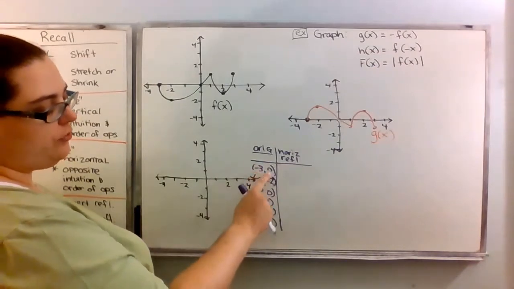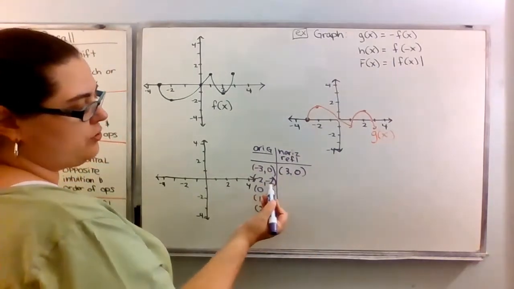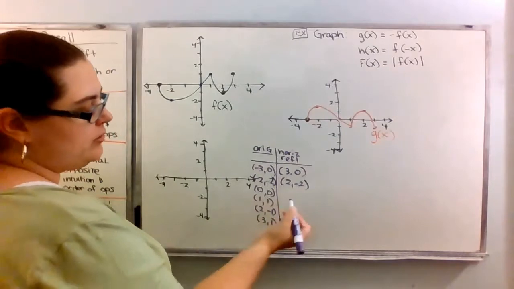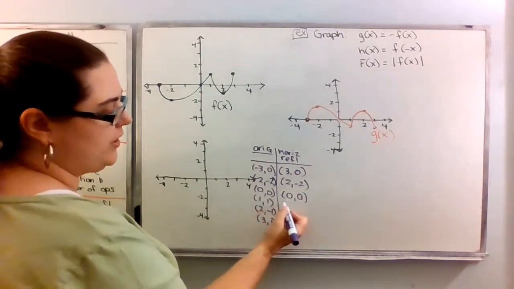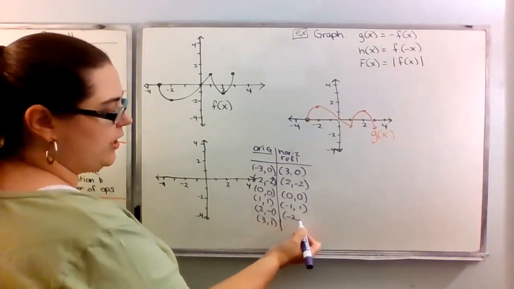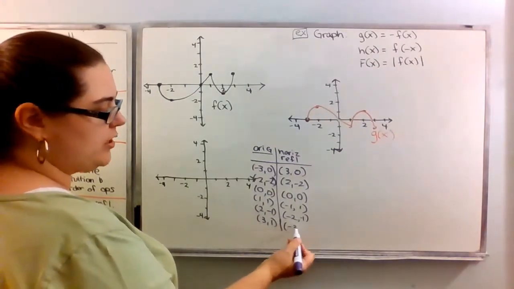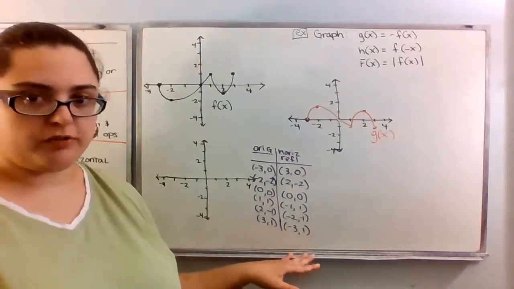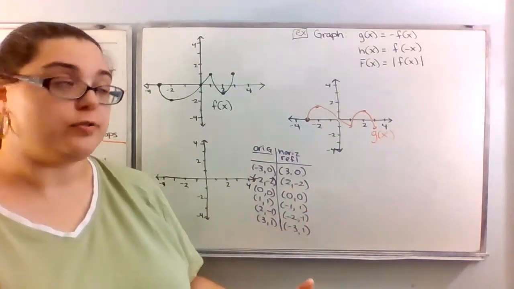So instead of -3, 0, that's going to turn into 3, 0. Instead of -2, -2, that's going to turn into 2, -2. 0, 0 stays the same. 1, 1, this will turn into a -1, 1. 2, -1, that's going to turn into a -2, -1. And 3, 1 is going to turn into -3, 1. So if I'm doing a horizontal reflection, I'm going to negate all the X's because horizontal changes the X values.